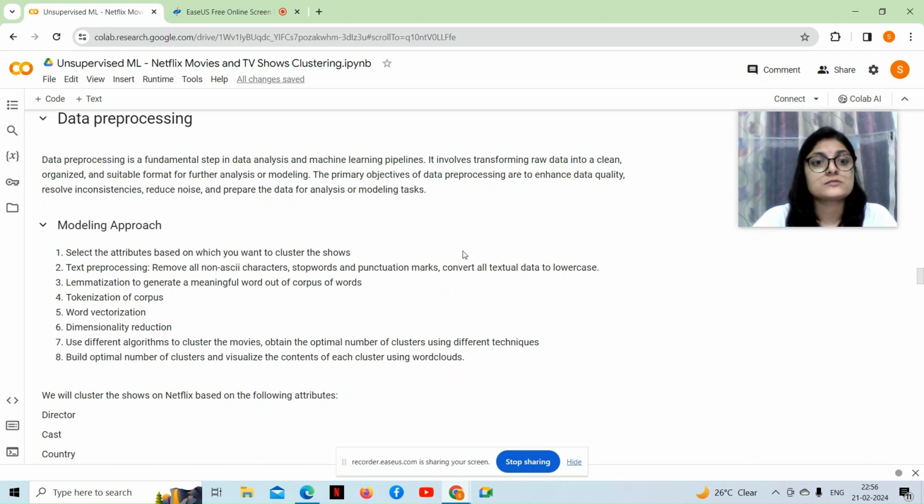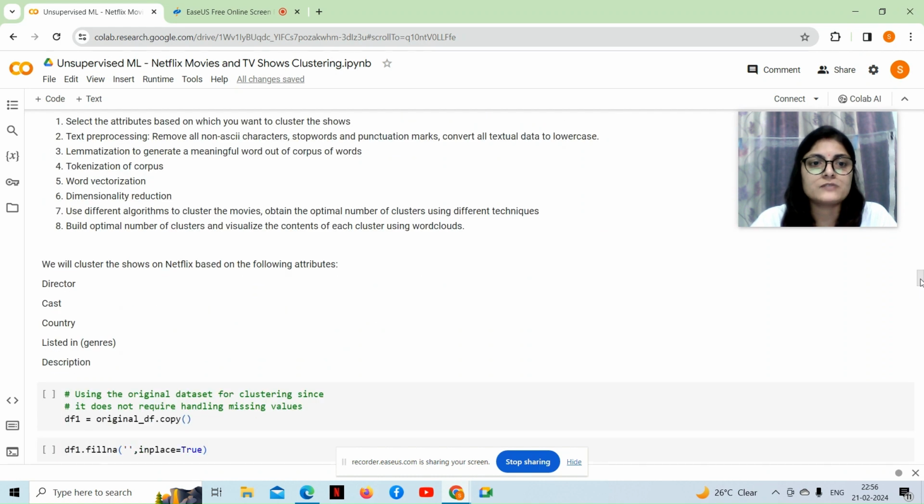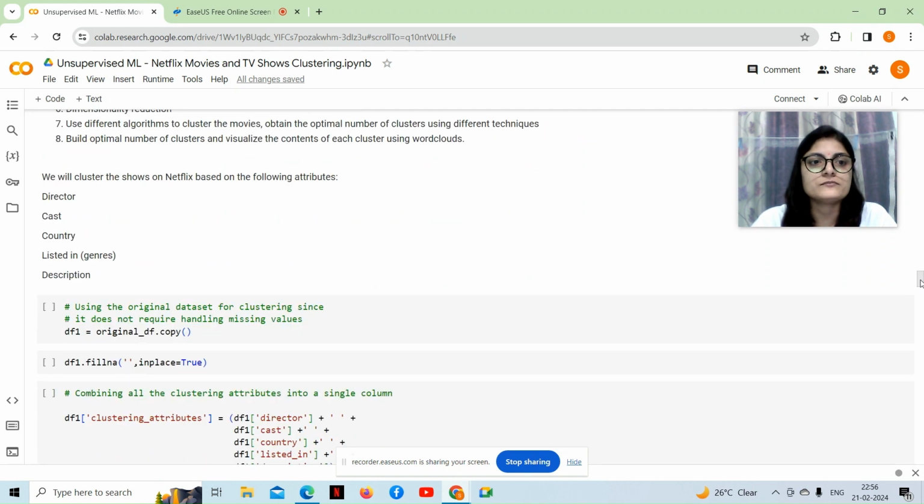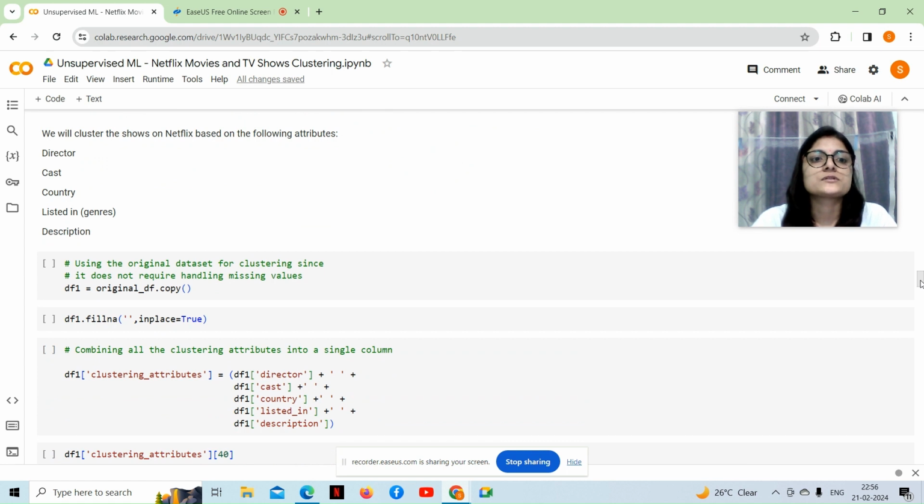These are the modeling approach. We have to select the attributes based on which we want to cluster the shows. Then text pre-processing, right? In text pre-processing, we will remove all the non-ASCII characters, stop words, punctuation marks. We will convert all textual data to lowercase. Then lemmatization, then tokenization, then word vectorization, dimensionality reduction, and then we will use different algorithms. So we will cluster the shows on Netflix based on these attributes: director, cast, country, genres, and descriptions.